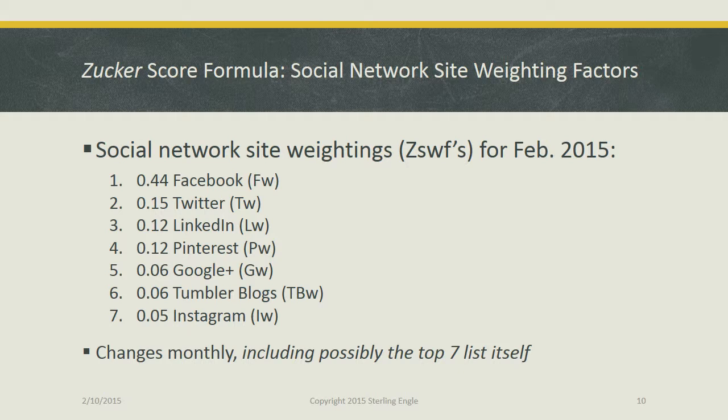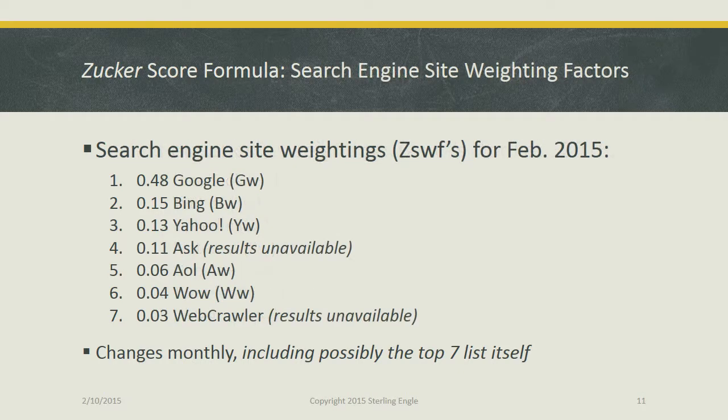One of the strengths of the model behind the Zucker is the site weightings change monthly as people's internet, social, and search habits change, and individual sites will appear and drop off the list as site popularity changes over the years. This is the same information, but for the top 7 search engines in February of 2015.